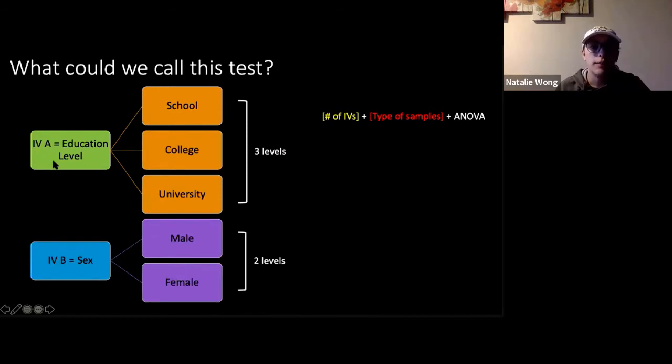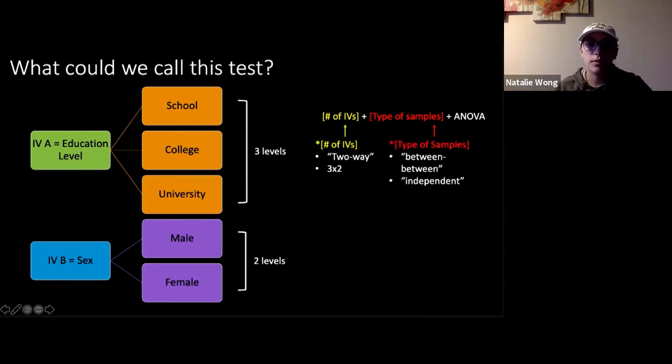Independent variable A, we said, was education. This splits into 3 levels. Independent variable B, we said, was sex, which splits into 2 levels. And if you'll recall from the lecture video, or the first lecture PowerPoint, we said there's 2 main components that have to be included in the naming convention. The first is the number of independent variables. So we could either call this a 2-way or a 3x2 from indications of the number of levels that we have for each variable. And then we also need to include the type of samples that we've used. So we could refer to this as between, or independent for this type of ANOVA.